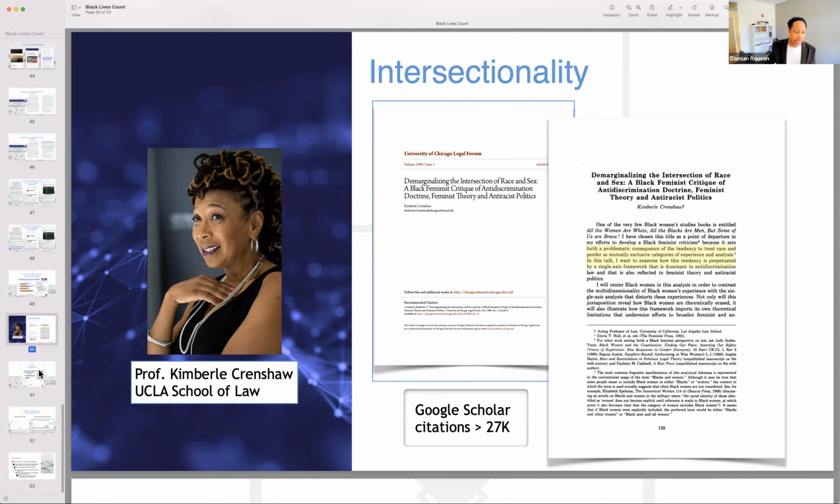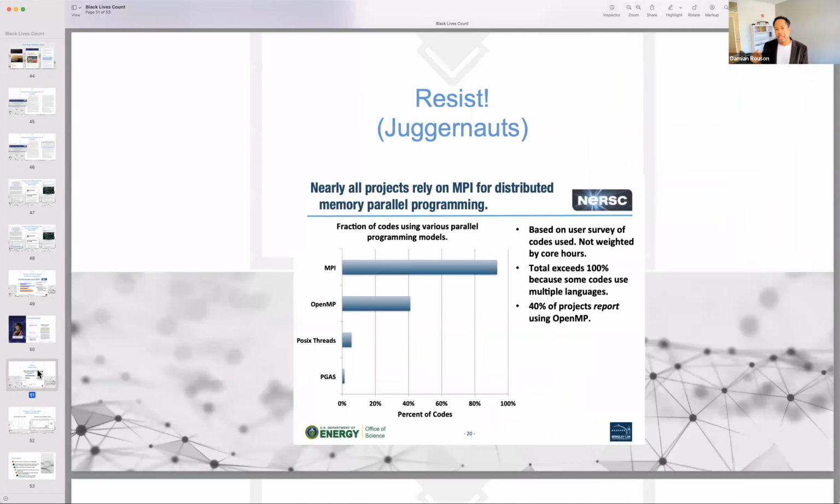So I've got 2 last slides left. And again, getting back to solutions, I would say one of the things we have to do is think about diversity of thought in addition to diversity in all the protected classes in terms of what they bring to the organization. We need to resist juggernauts.